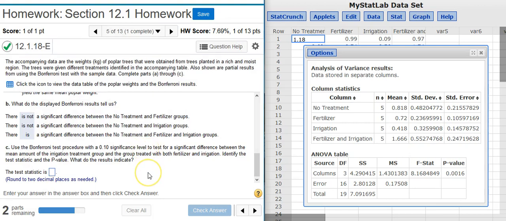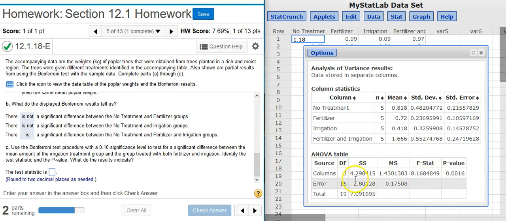Now, part C asks, use the Bonferroni test procedure with a 10% significance level to test the significant difference between the mean amount of the irrigation treatment group and the group treated with both fertilizer and irrigation. Identify the test statistic and the p-value. What do the results indicate? Okay, the first thing we're asked to look for is the test statistic. This is different from the test statistic we see here in our ANOVA table. So do not put this in. This is not the test statistic they're looking for.